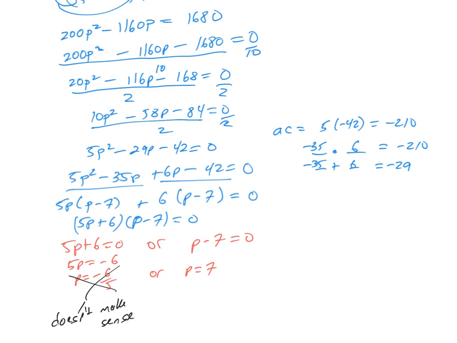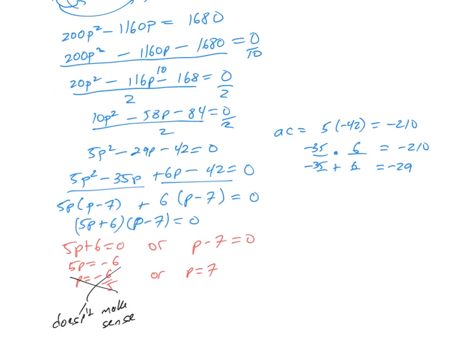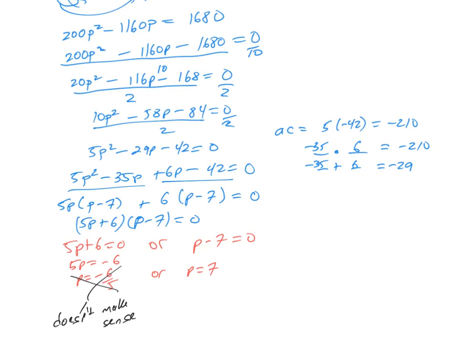In addition, another reason it doesn't make sense is demand is given as 1680 over P. So if P is negative, then demand is negative, and that doesn't make sense. So we're going to disregard the negative value that we found, and that means P is equal to 7.